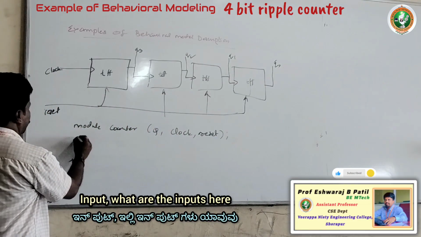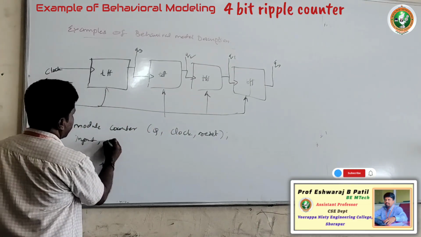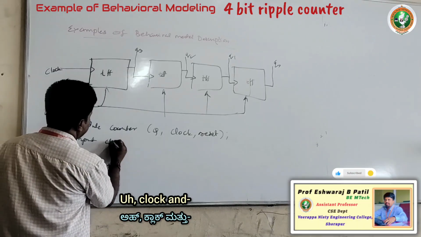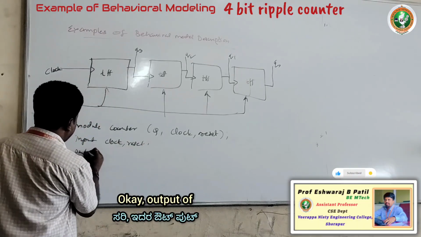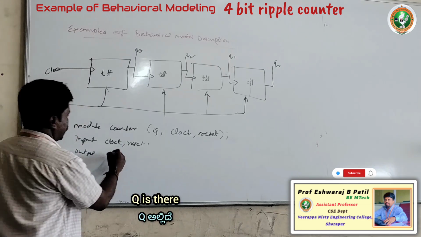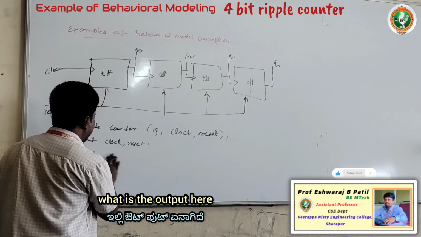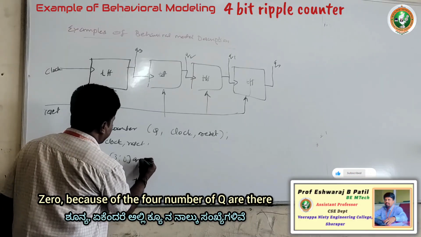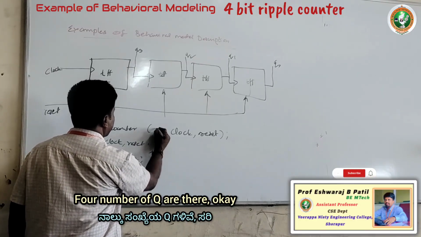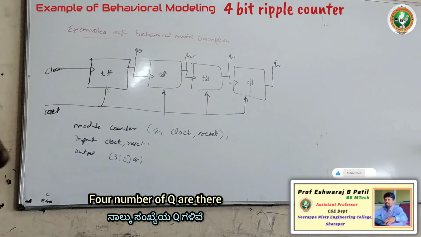Semicolon. Input. What are the inputs here? Clock and reset. Just keep on writing. Output. What are the outputs here? Q is there. Q in the form of Q[3:0], because 4 Q outputs are there.